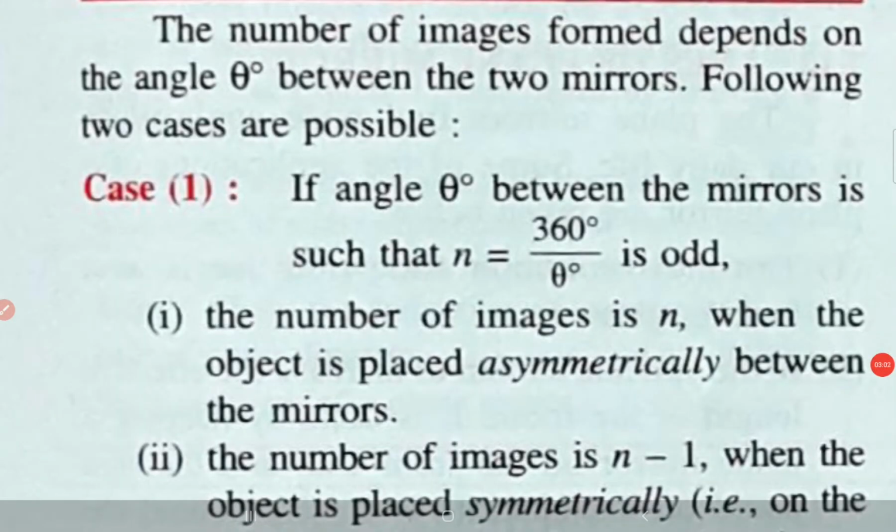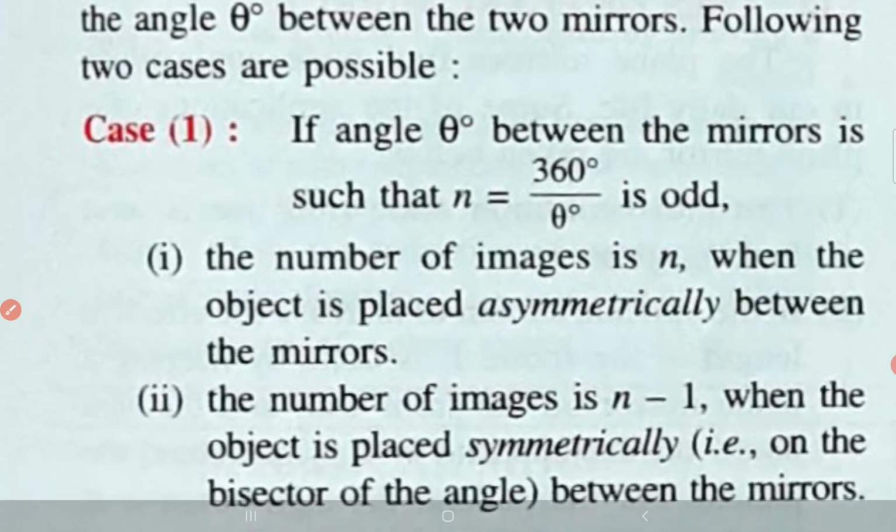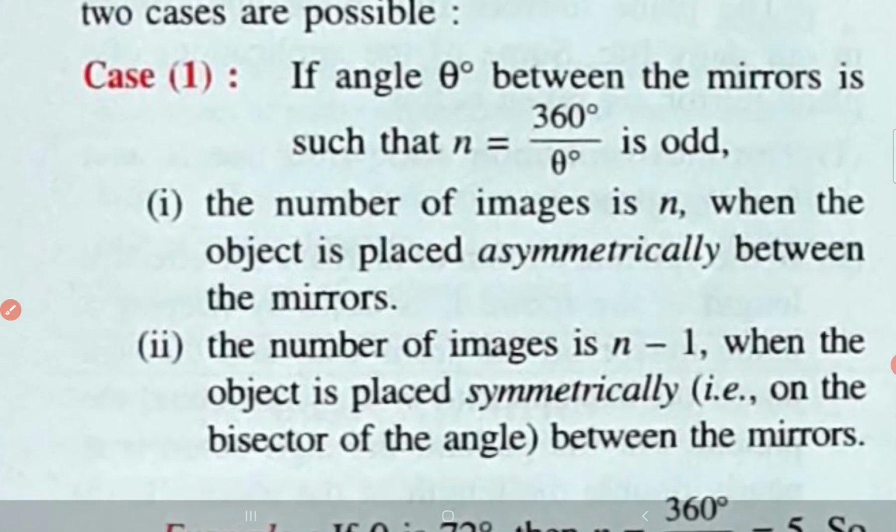Now, coming to our answer, the number of images formed depends upon the angle between the two mirrors. Following two cases are possible. Please listen to this very carefully, you might get confused. If the angle theta degree between the mirrors is such that n equals 360 degree upon theta is odd.